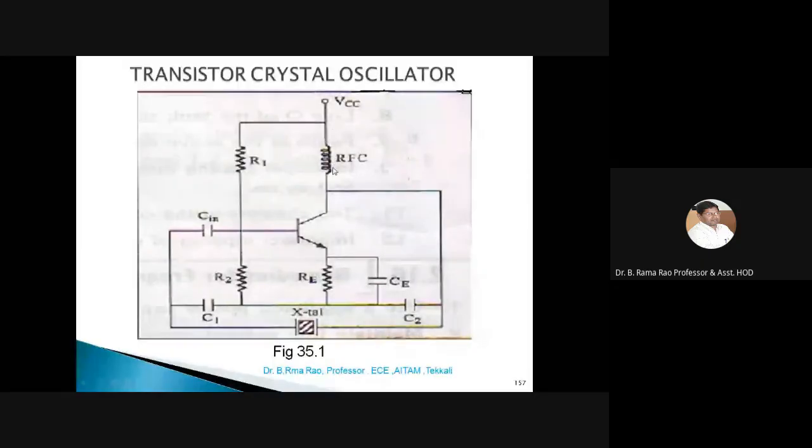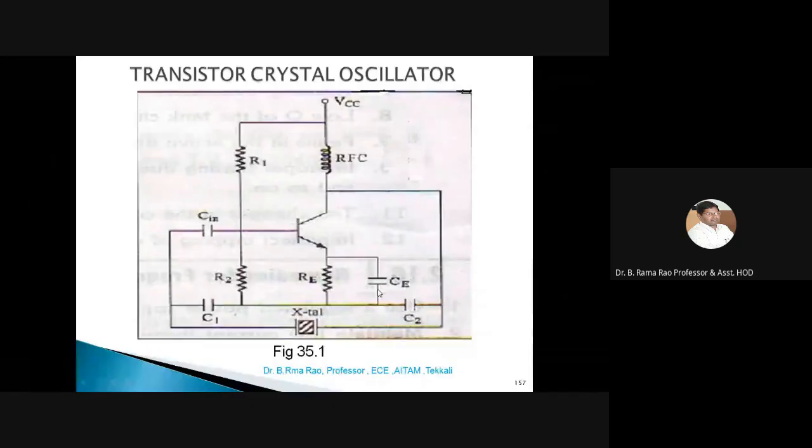The RFC, the radio frequency choke, is used to isolate the DC voltage from the output frequency. Again, R1 and R2 provide the proper biasing, and the input capacitor C is a blocking capacitor used to block the DC. If any DC part comes across this input, it blocks the DC and allows the AC. And any excess voltage is given to the ground.